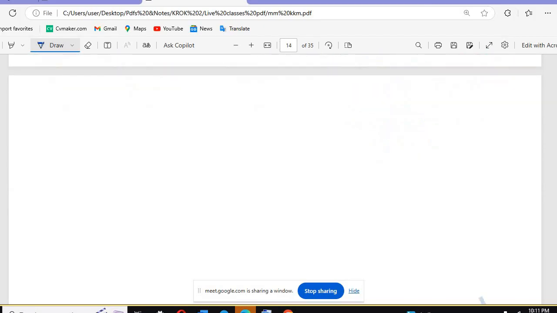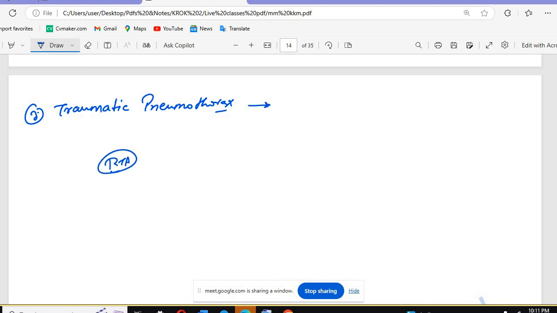After that, we have the third one, that is the traumatic. Traumatic pneumothorax basically means due to some trauma. For example, if there is a road traffic accident, RTA, and due to RTA there can be a rib fracture. We call this blunt trauma. If there is a rib fracture, of course lots of air will come inside, and that will cause pneumothorax.